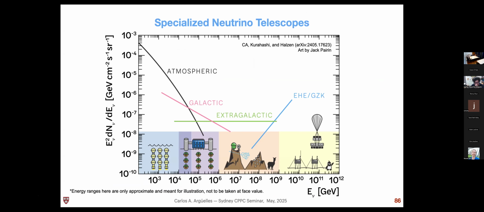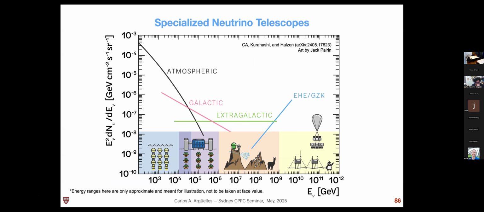It's not only about building more detectors, it's also about detector specialization. So here what I show you is, as a function of energy, the different components we're trying to measure: atmospheric, galactic, extragalactic, and ultra-high energy neutrinos. And depending on what you're trying to measure, there are different technologies that are a little more advantageous. Water detectors are very good in the resolution, so they can suppress the atmospheric background very effectively.